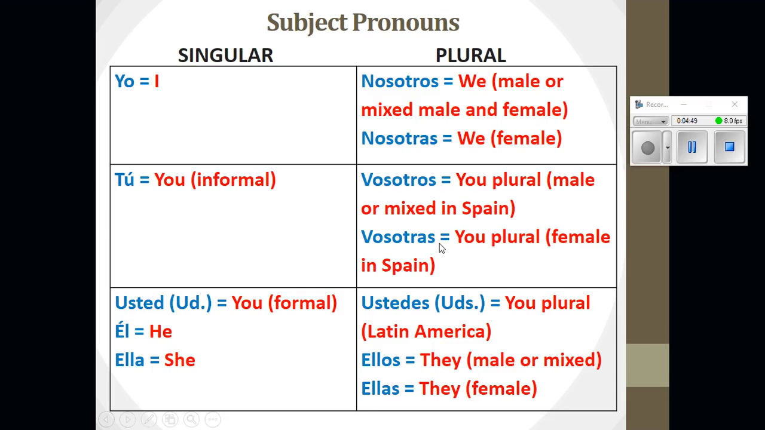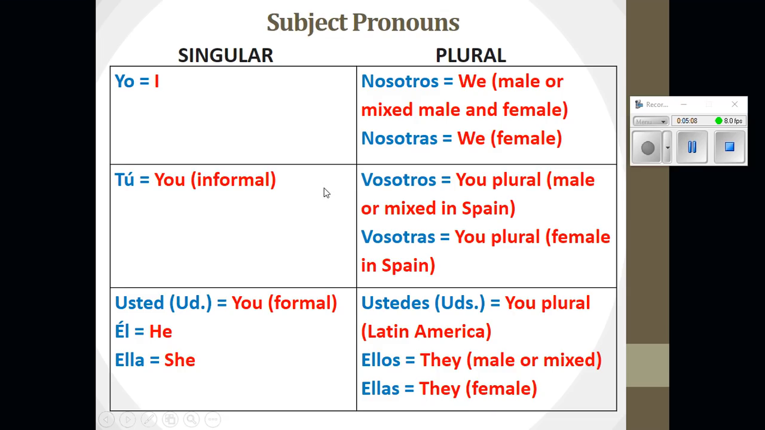Vosotros, not so much. Okay, and then finally we have ellos and ellas. Ellos and ellas both mean they. But notice that ellos is used if you're talking about a group of boys or a group of boys and girls. And ellas is used if you're talking about a group of all girls.